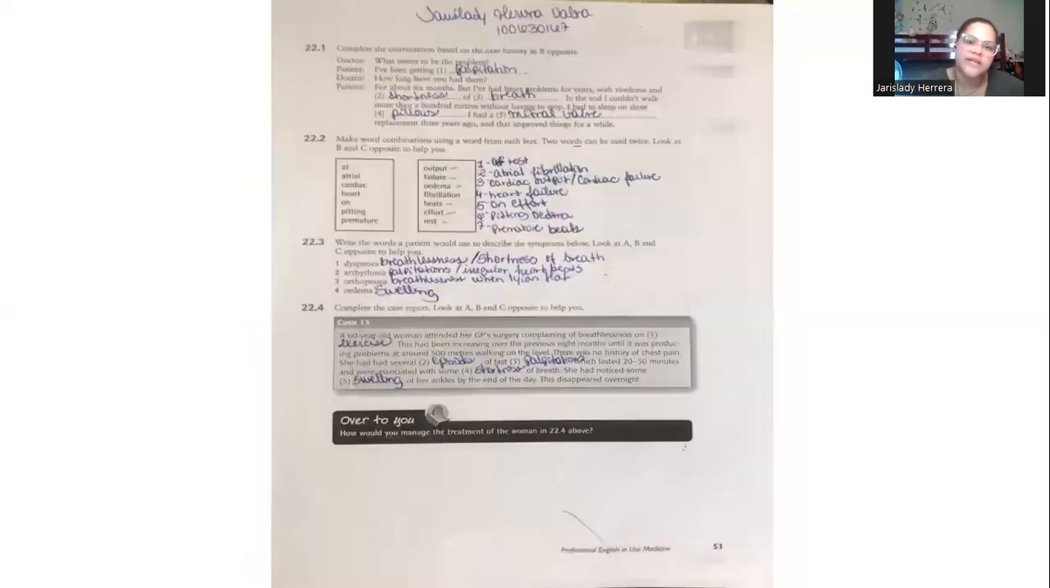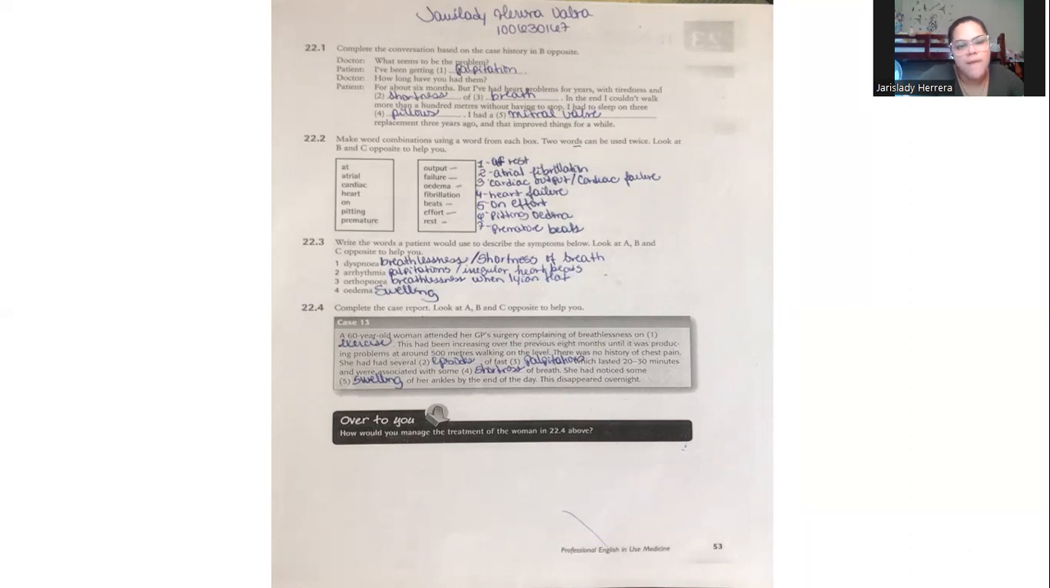Point one, complete the conversation. Doctor: What seems to be the problem? Patient: I've been getting palpitations. Doctor: How long have you had them? Patient: For about 6 months, but I've had heart problems for years. What with the tiredness and shortness of breath, in the end I couldn't walk more than 100 meters without having to stop. I have to sleep on 3 pillows. I had a mitral valve replacement 2 years ago, and that improved things for a while.